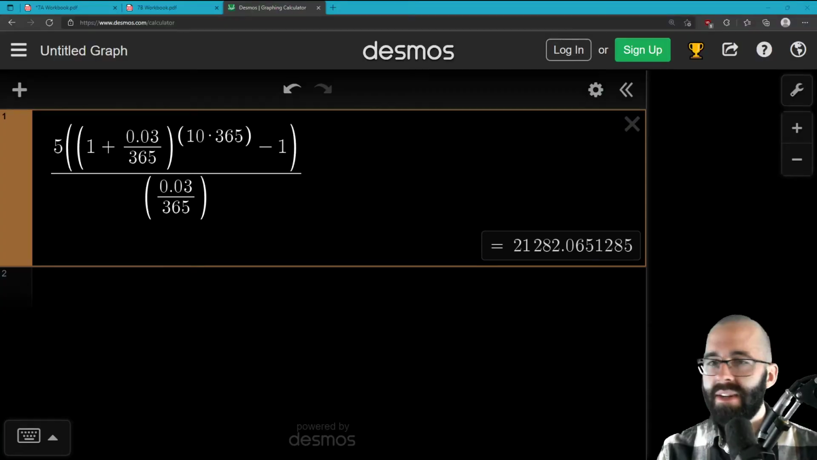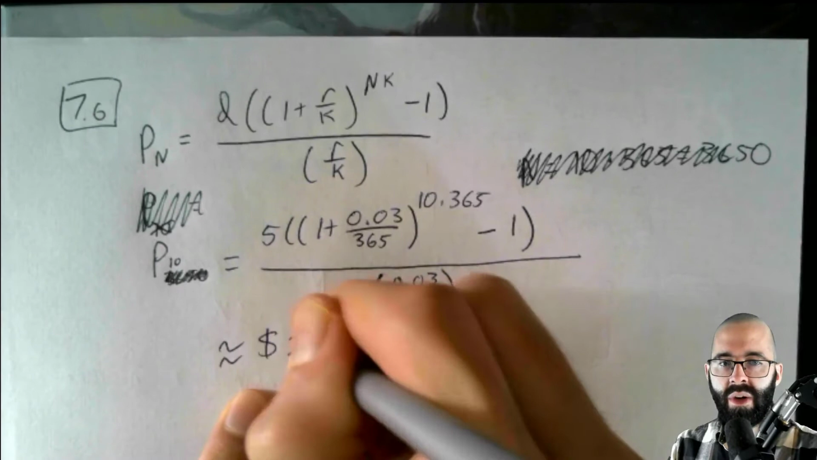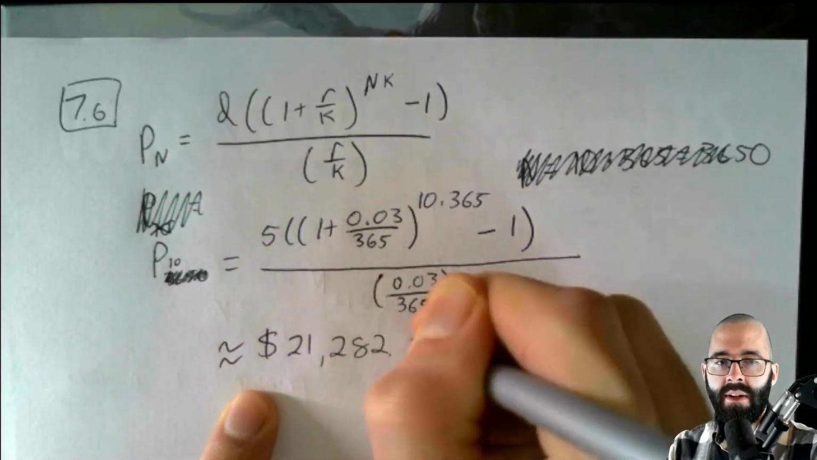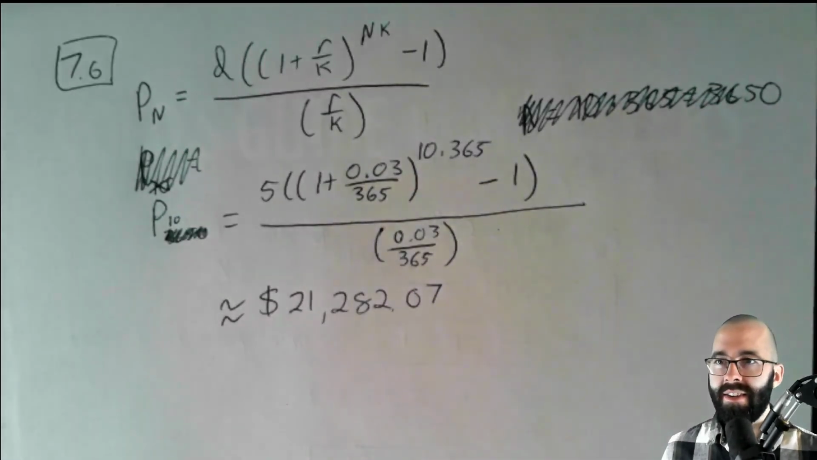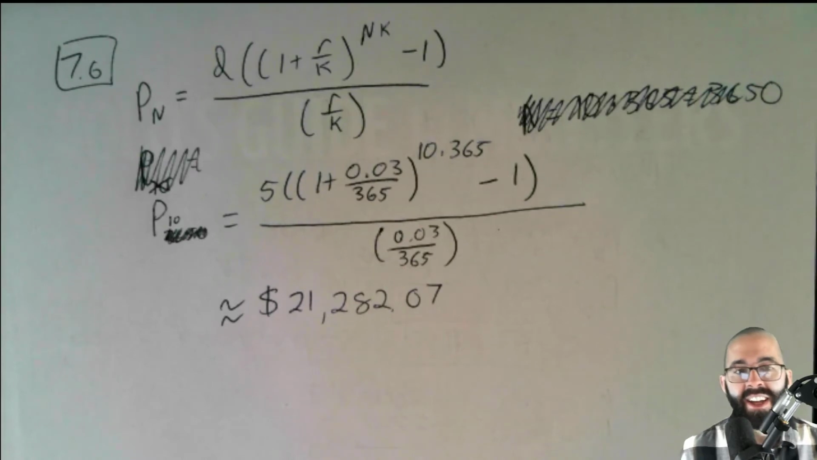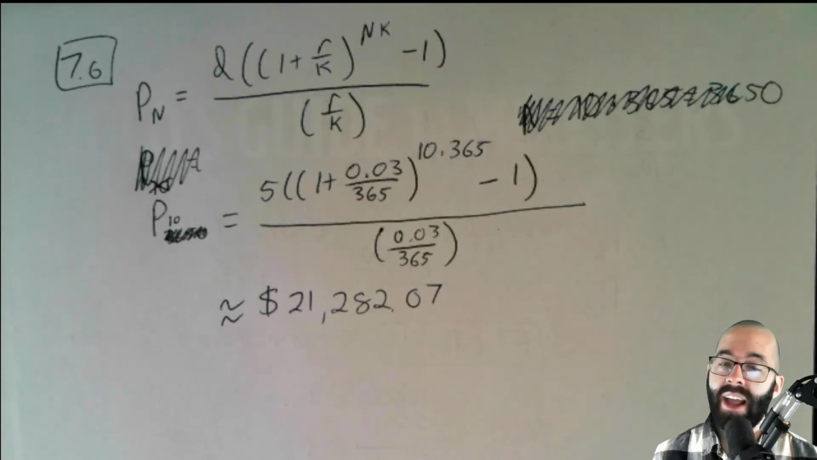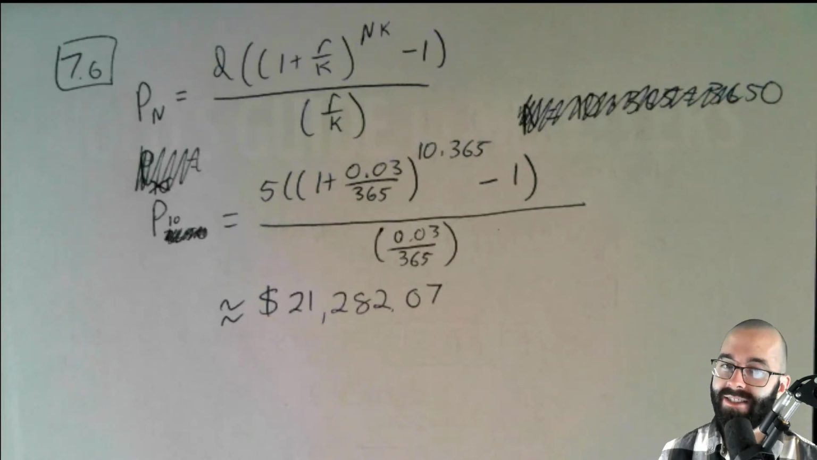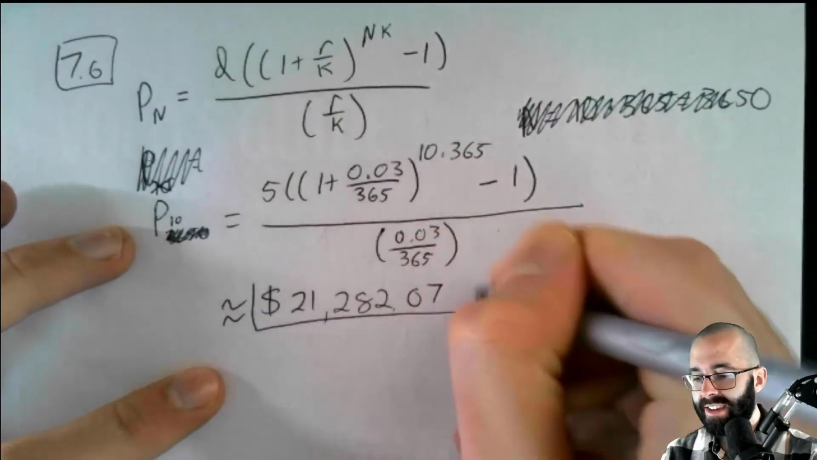We go over to the answer box in Desmos, check it out, and copy it, rounding to the nearest cent. It's going to be 21,282.07. Whoa! $5 a day did not seem very much. But we're doing it every day. Every day we're depositing $5. That builds up. And we have interest over 10 years. So after 10 years, this much money is going to be in our account.